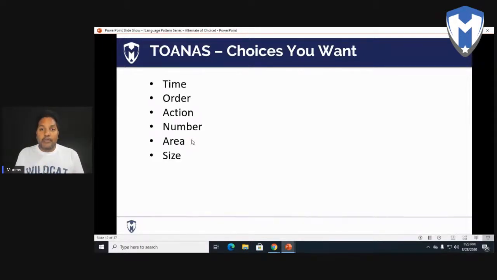So first of all, the framework that I'm going to be sharing with you is the TOANAS framework. Okay, these are basically when you have choices that you want to provide, you want to use one of these, the TOANAS. Now, here's what I mean by that: time, order, action, number, area, size.